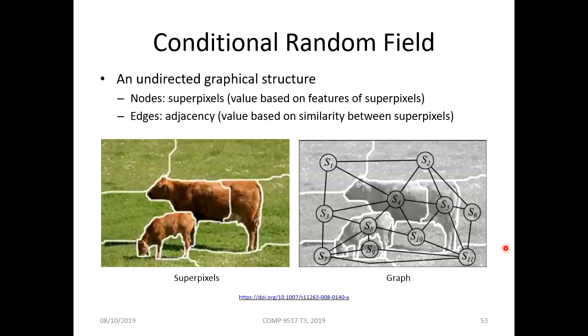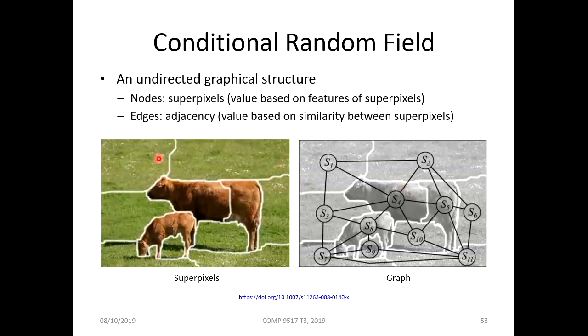So what do I mean by that? You can also do this at the pixel level once again, but it makes more sense to do it at the superpixel level. You can construct an undirected graph. Every node in the graph is one of the superpixels, and the edges in the graph are the adjacencies. That's shown on the right here.